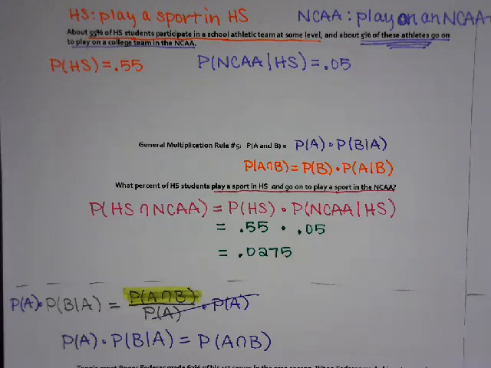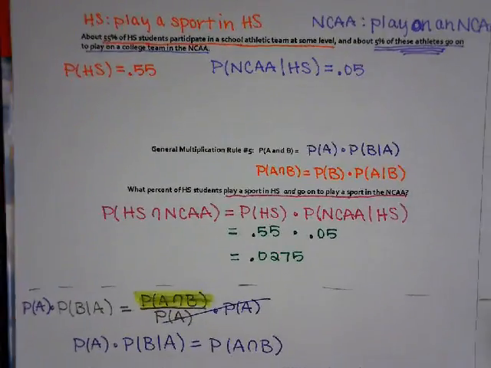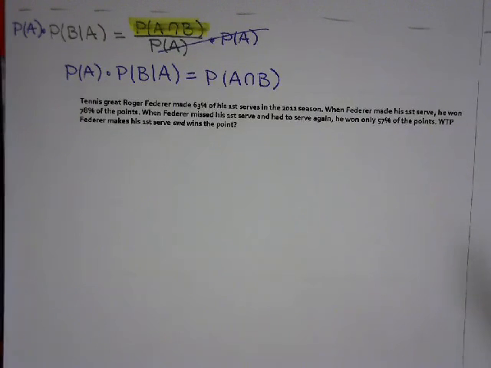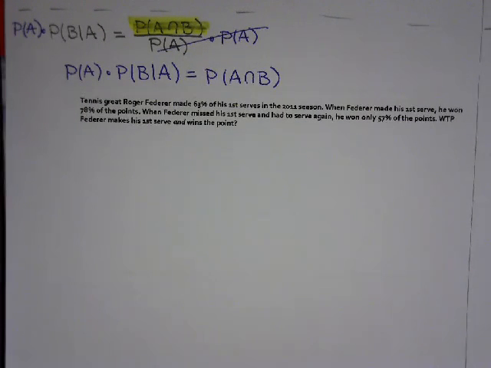So this time we're going to talk about tennis. Tennis great Roger Federer made 63% of his first serves in the 2000 season. When Federer made his first serve, he won 78% of the points. When he missed his first serve and served again, he won only 57% of the points. What's the probability that he makes his first serve and wins the point?